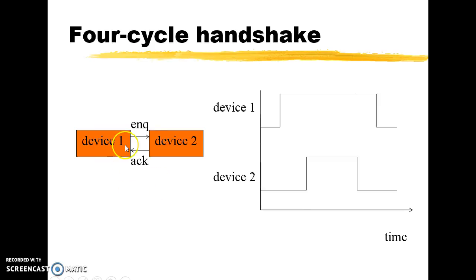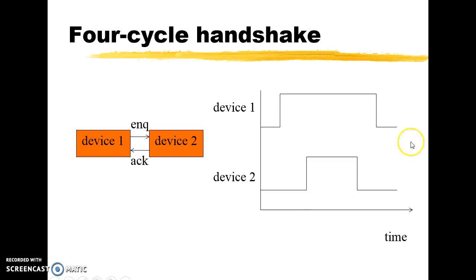First, device 1 raises its output to signal an enquiry, which tells device 2 that it should get ready to listen for data. When a device is ready to receive, it raises its output to signal an acknowledgement. At this point, devices 1 and 2 can transmit or receive. Once the data transfer is complete, device 2 lowers its output, signaling that it has received the data. After seeing that acknowledge has been released, device 1 lowers its output.